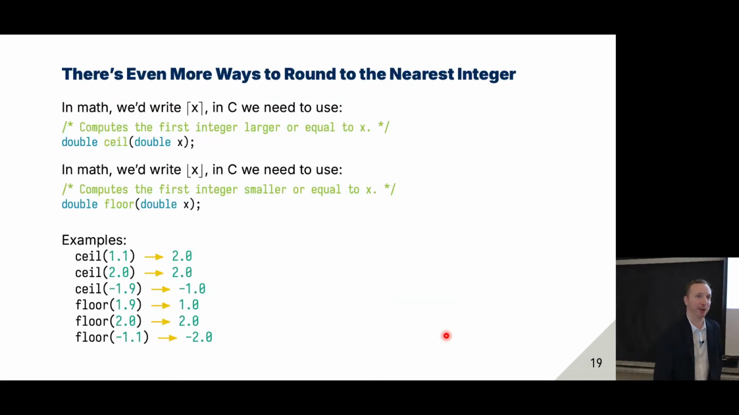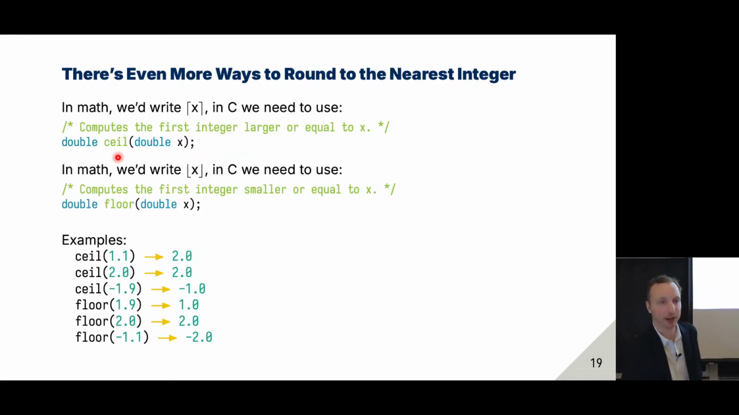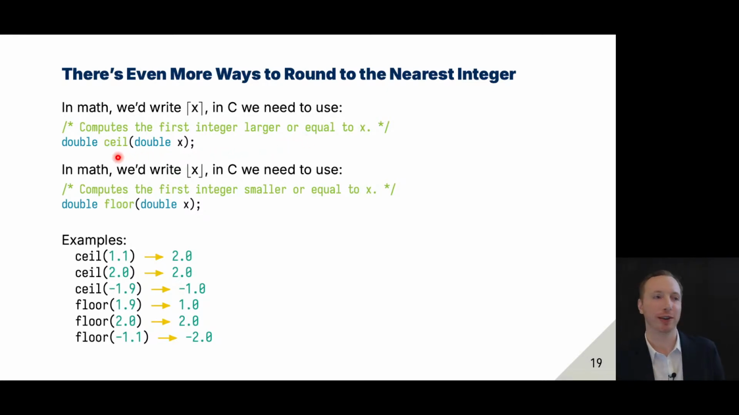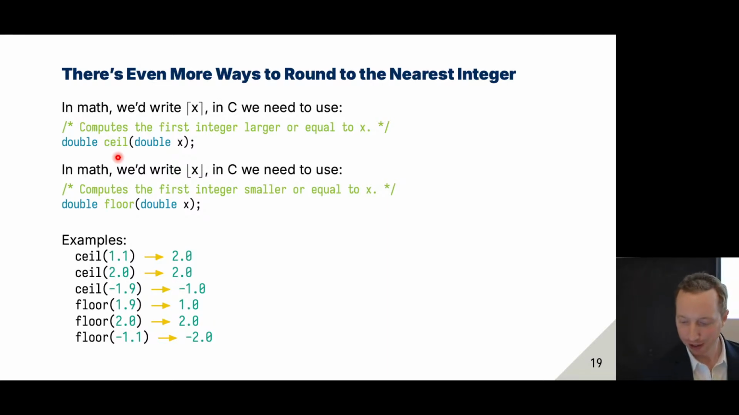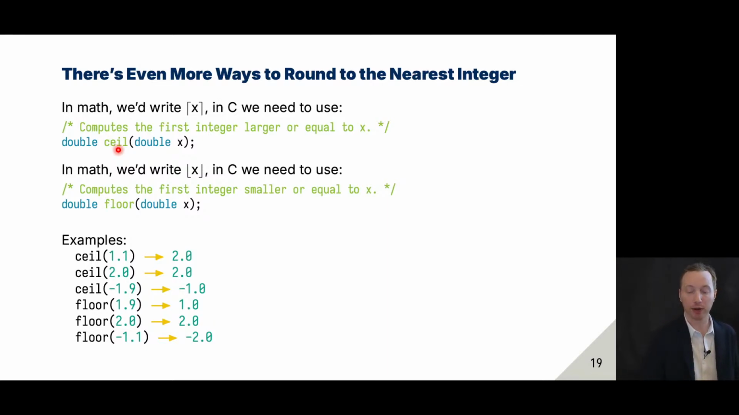All right, so there's even more ways to round to the nearest integer if you want to call it rounding. In math, has everyone seen the ceiling operator before? Yeah, okay. So we can't just use those weird characters. In C, again, it's a function. Why would we ever call it ceiling? We just call it ceil. What ceil does is it will compute the first integer larger or equal to x.